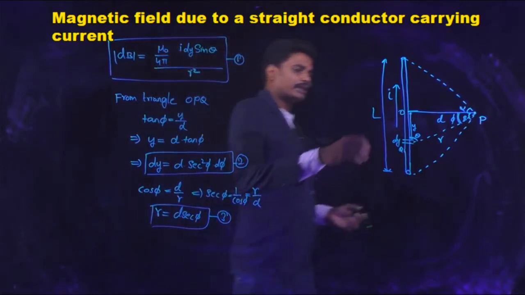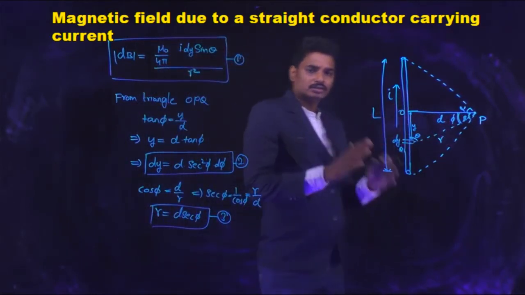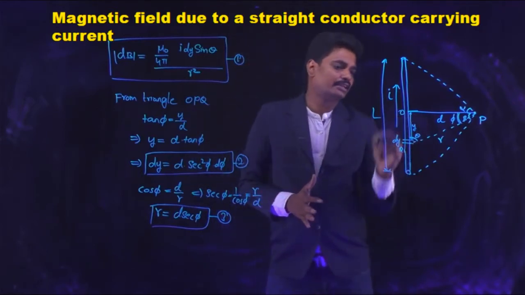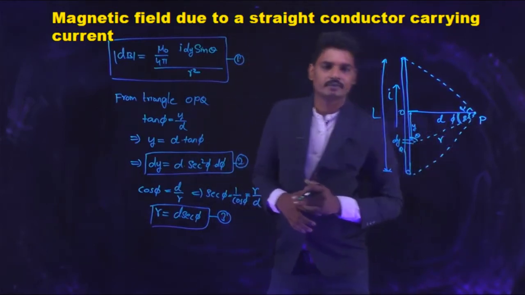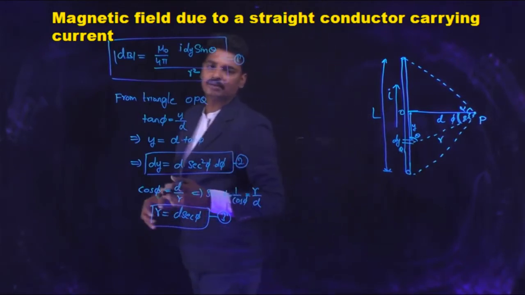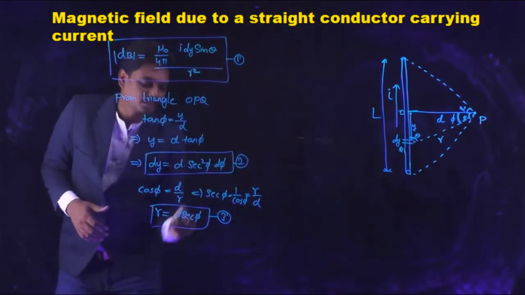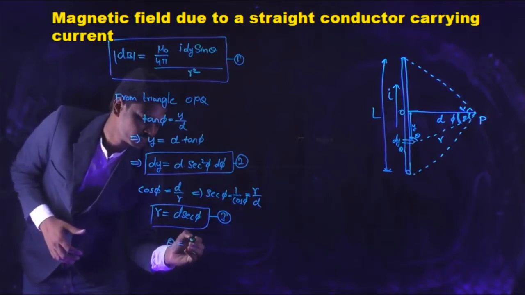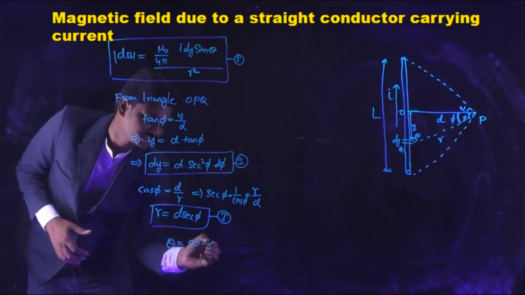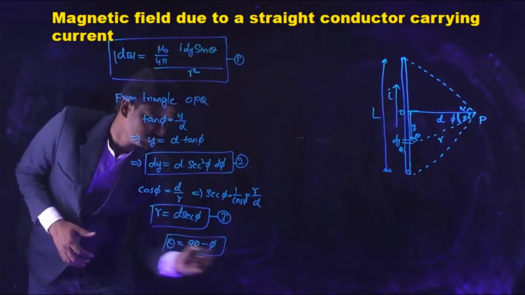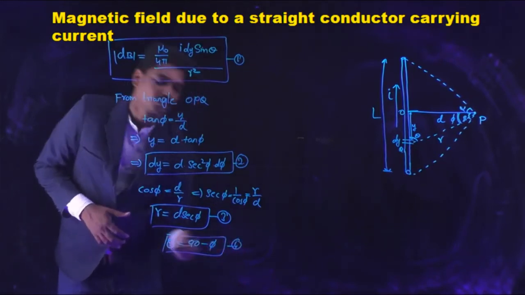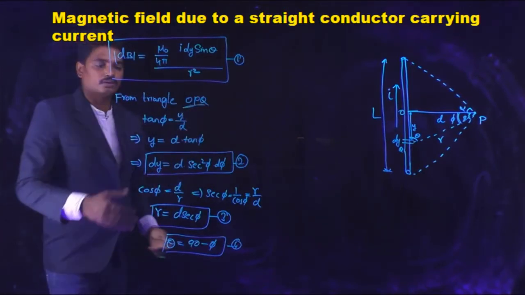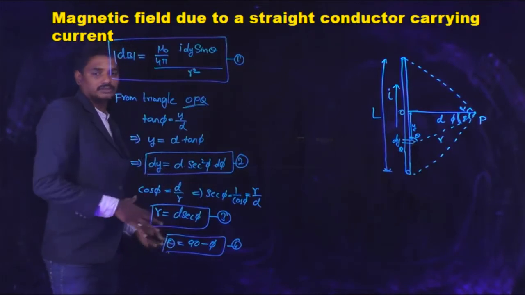And from this triangle, we know that the total angle in a triangle is 180 degrees. So here one angle is 90 degrees, and the others are theta and phi. So theta plus phi plus 90 is equal to 180, or we can write theta is equal to 90 minus phi. Let it be equation number 4. So from the triangle OPQ, we have taken 3 equations.